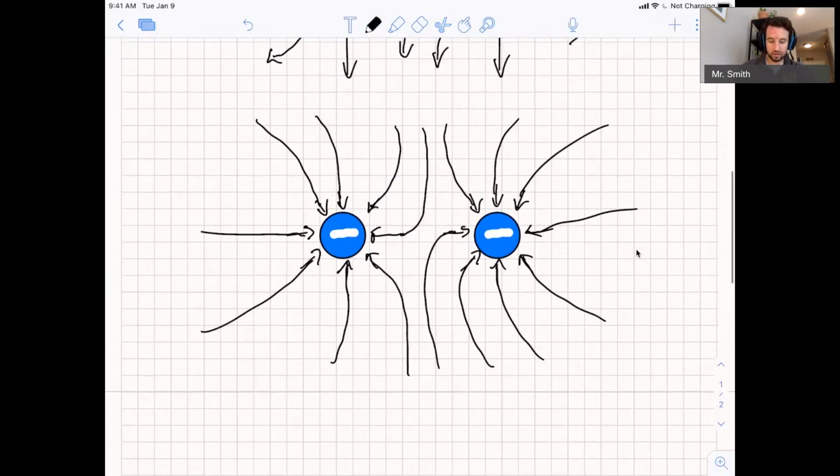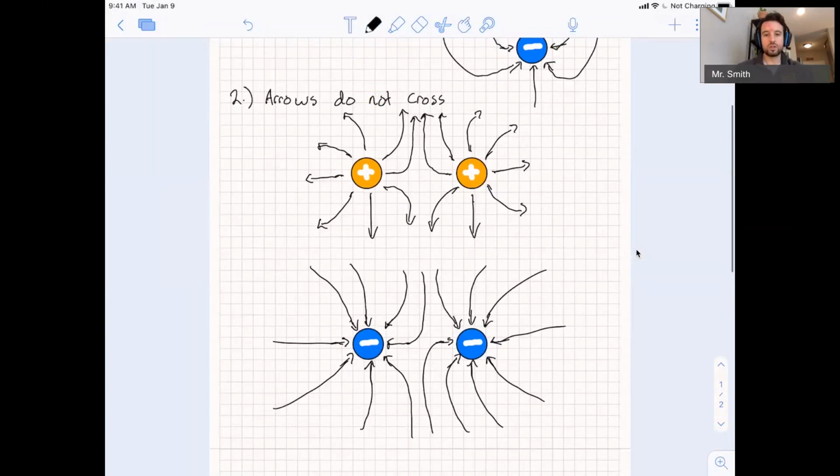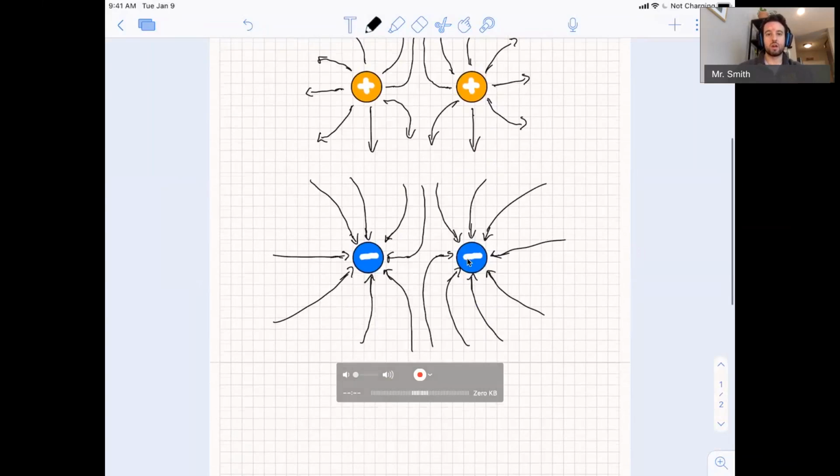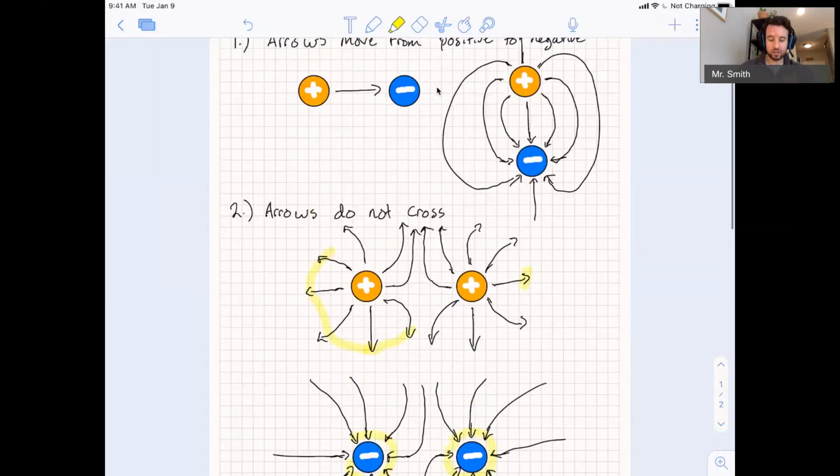So again, if we look at the whole thing, notice how it should look very similar between the two drawings. But with the positive, the arrows are on the outside, versus in the negative, the arrows are on the inside. So anyways, that's electric fields in a nutshell.